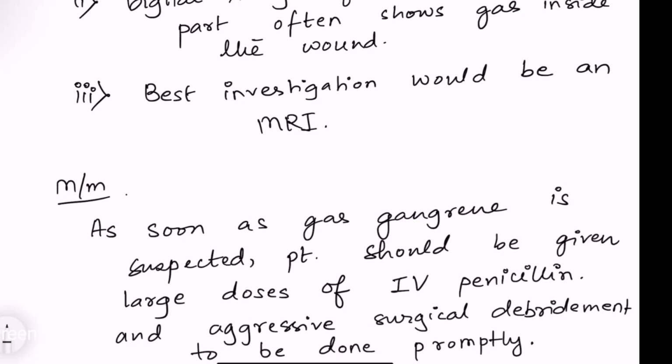How to manage this case? As soon as gas gangrene is suspected, large doses of IV penicillin and aggressive surgical debridement are to be done promptly. That is surgical debridement and giving of penicillin intravenously. This is the management and everything about gas gangrene.